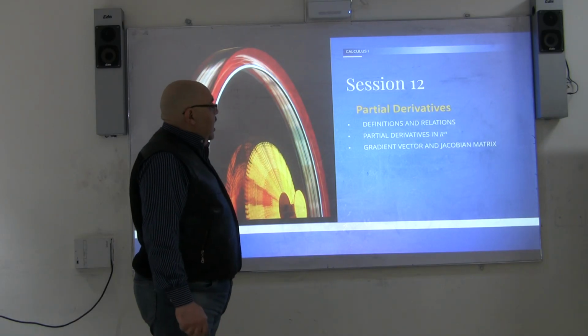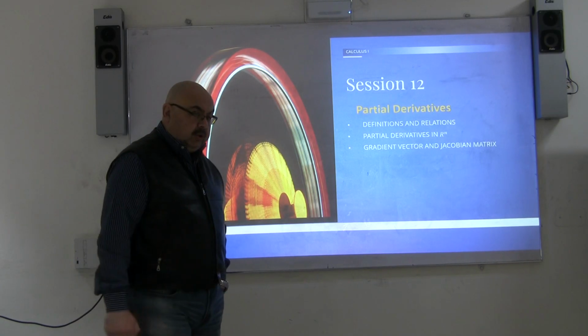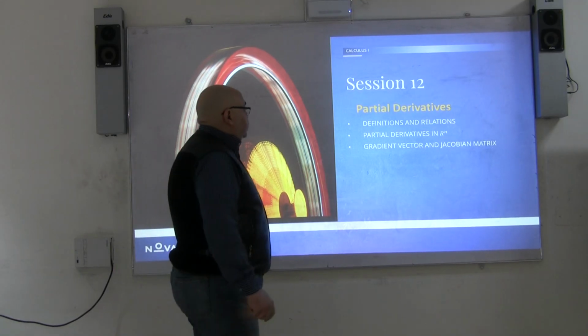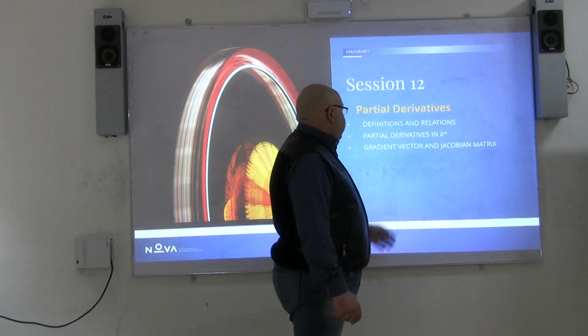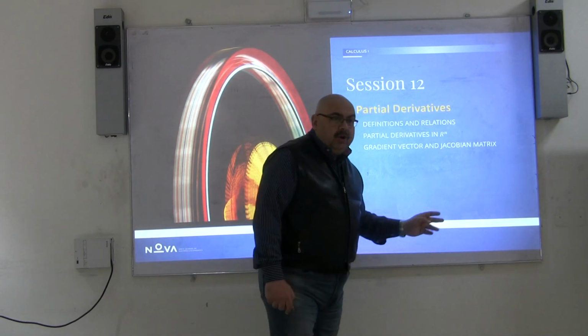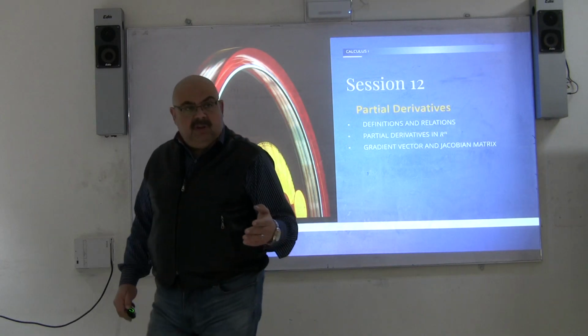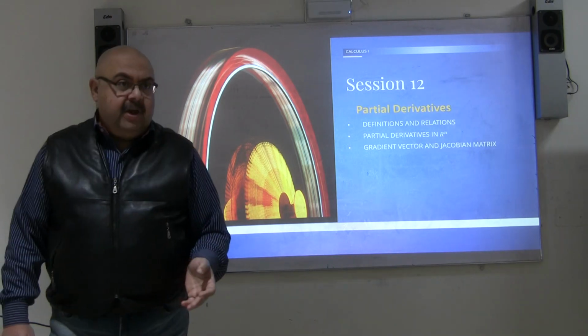In this session, I will try to cover the following topics. We will try to go through definitions and relations, partial derivatives in Rn, the gradient vector and the Jacobian matrix, and what the difference between them is and when to use them, okay?